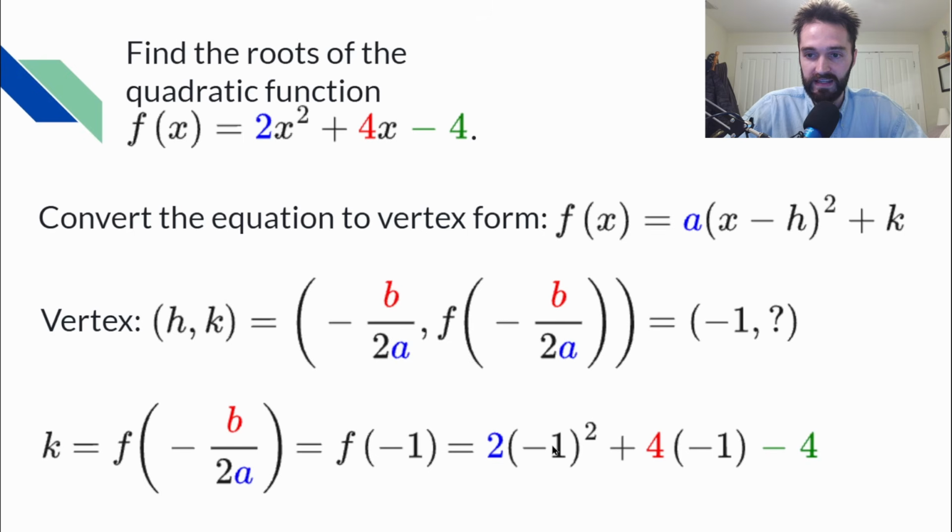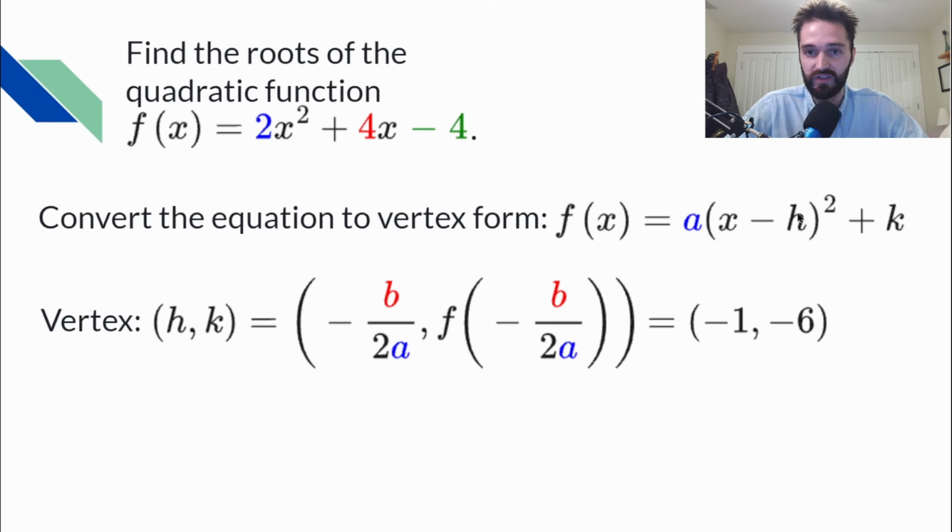So we evaluate like this, and we get 2 times negative 1 times negative 1, which is 2 times 1, which is 2. 2 minus 4 is negative 2, and negative 2 minus 4 is negative 6. Okay? So the y value of the vertex is equal to negative 6. So we have all the pieces we need to write down this equation in vertex form, right? We know what a is in blue, right? It's 2. And we also know what h and k are as well.